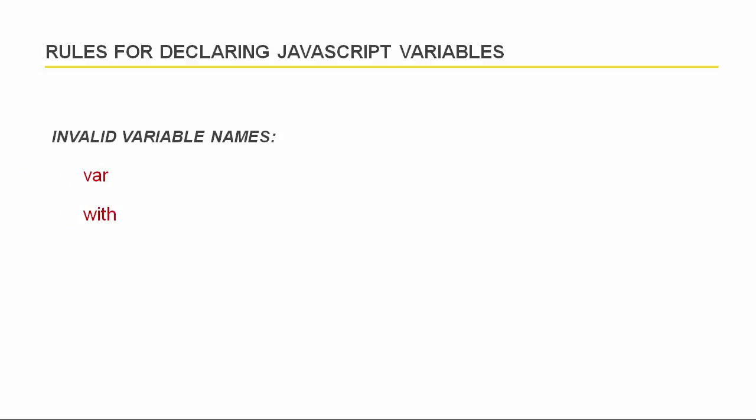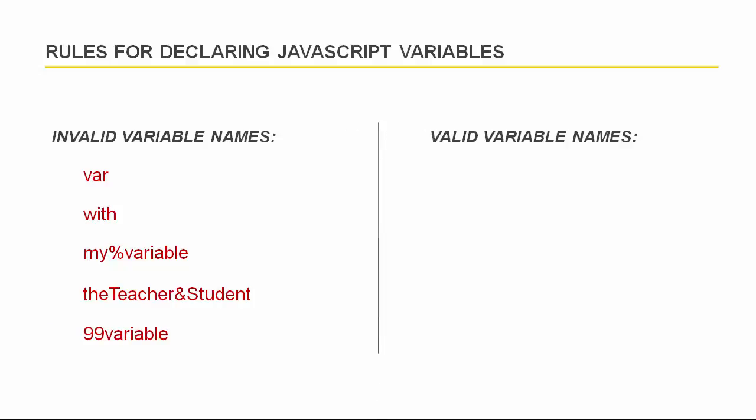Certain characters are also forbidden in variable names. For example, the percentage sign and the ampersand sign. You are allowed to use numbers in your variable names, but the variable name must not begin with a number. So 99 variable name is not okay.